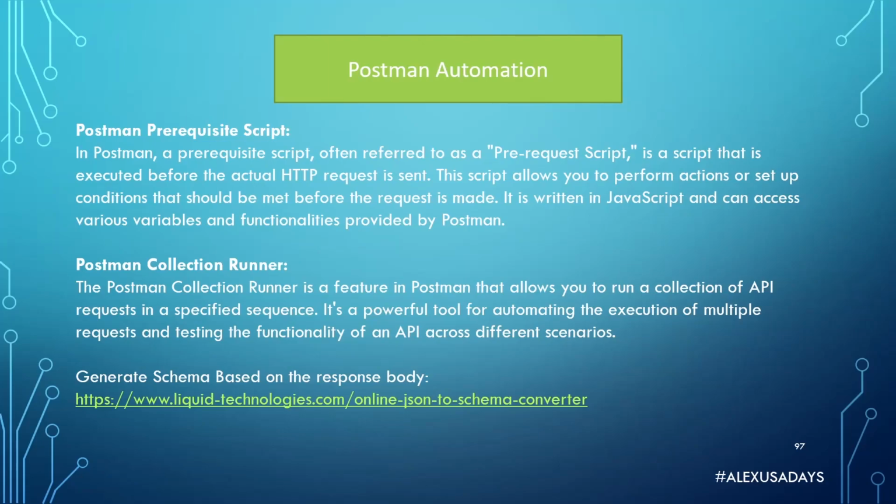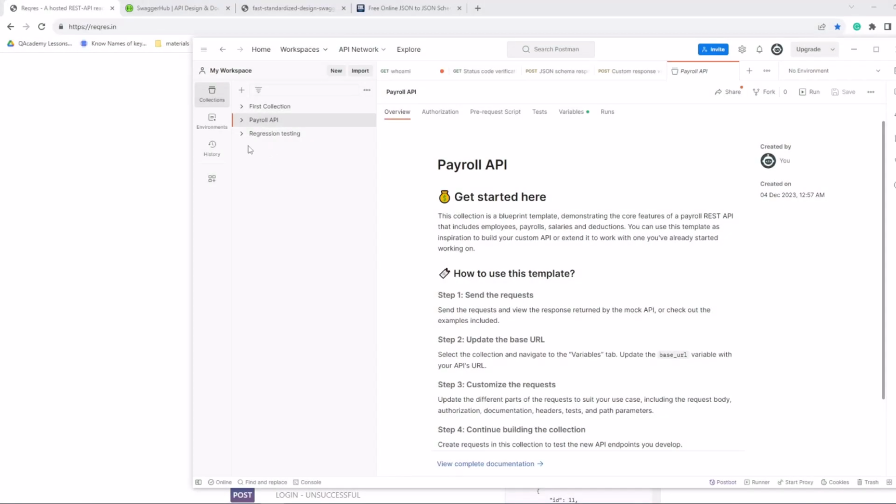All right, let's get right into it. During the previous video, we did create a bunch of tests for regression testing. We copied some from the payroll API collection. Now, today we're going to get a little bit closer to the work environment.